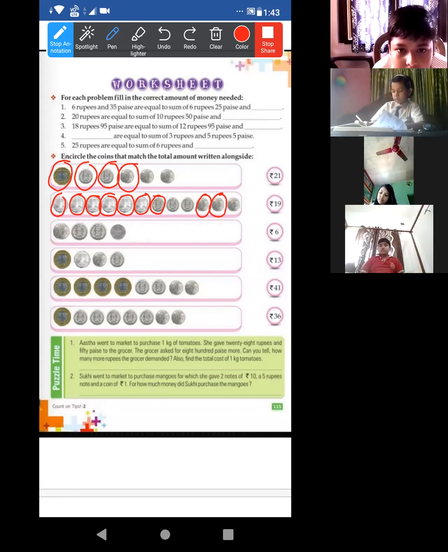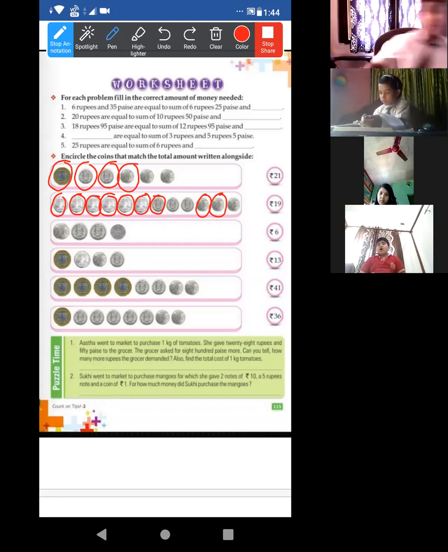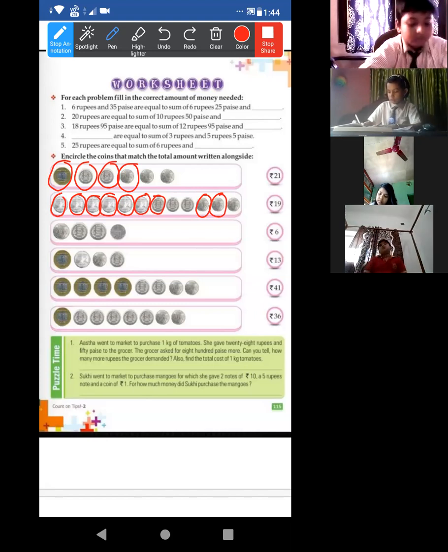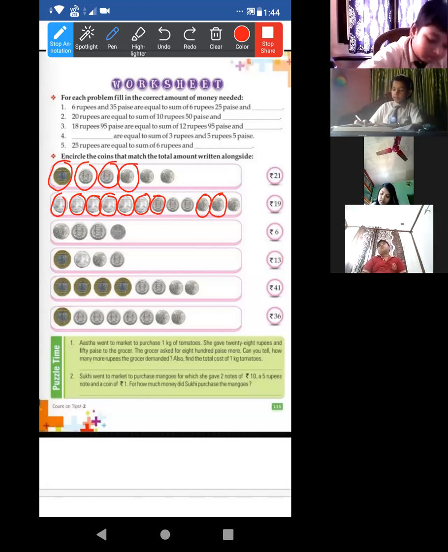It is very much hazy, isn't it? Don't look at this. Look at your book. The screen is very much hazy. Even I cannot understand where it is, whether it is 2 rupees or 1 rupee, okay? So it will be better for you. Look at your book, and circle it.